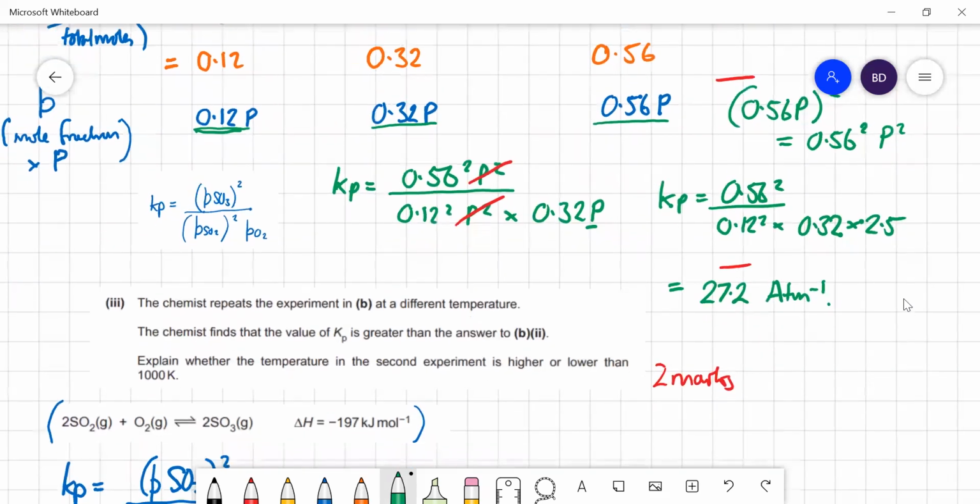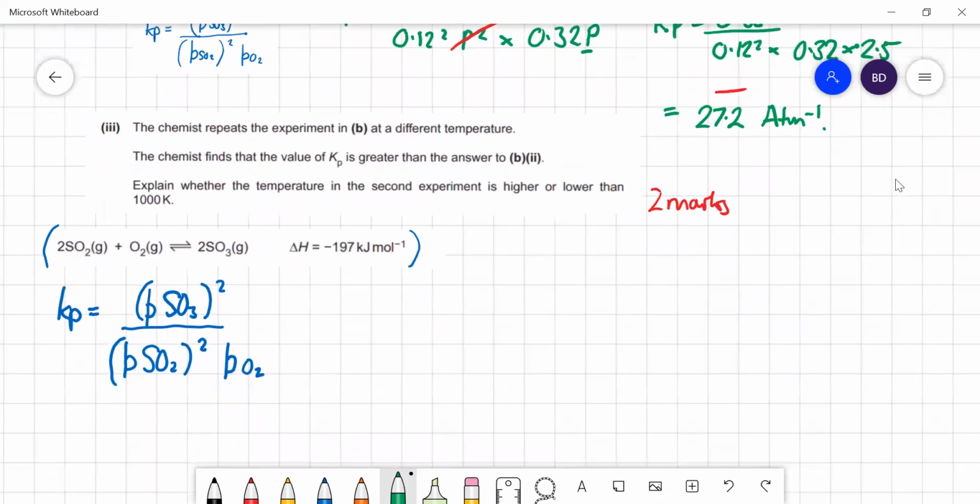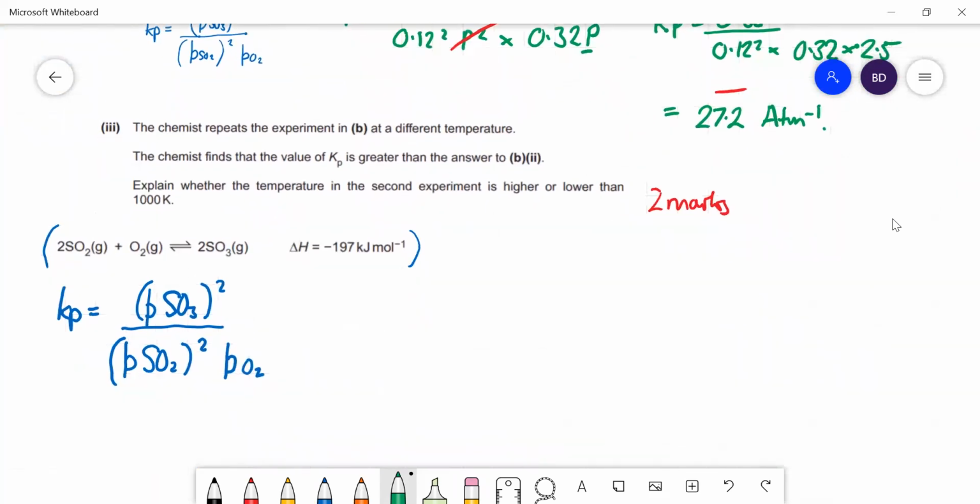The chemist repeats the experiment B at a different temperature and finds that the value of Kp is greater. We've got to say whether this temperature is higher or lower. Right. So I've pasted this bit here. This is important. This is an exothermic reaction, okay, in the forward direction.